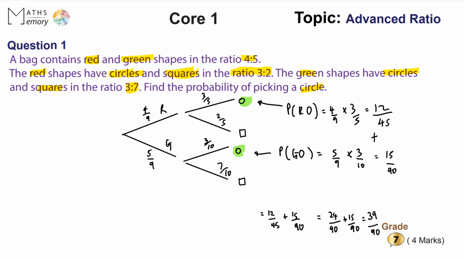So every 90 times you do this, 39 would be a circle. So look back at this question, look and understand how we create a tree diagram, what we're looking for specifically to do this. But that would be the answer for this, 39/90.